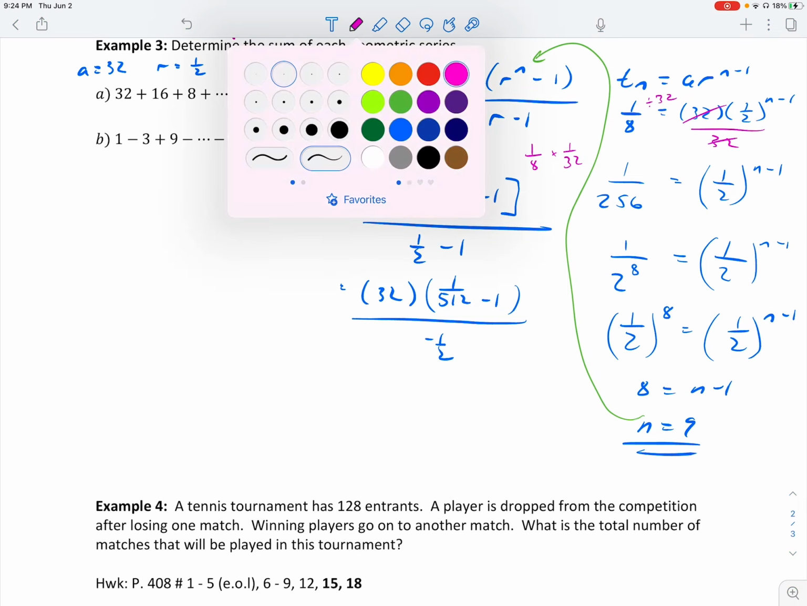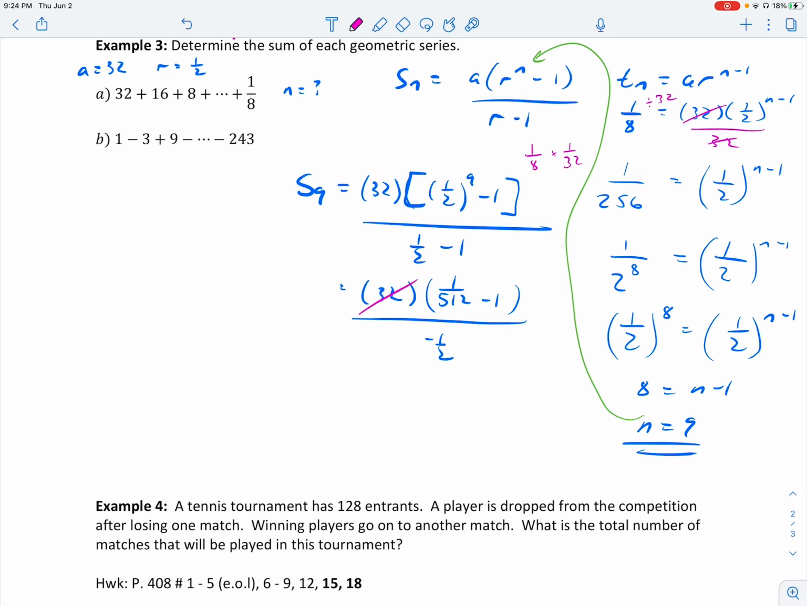Okay. I'd like to clean this up. 32 divided by -1/2. That means multiply by -2. And we're going to get -64. So we have negative 64 times 1 over 512 minus 1. So I've got to get a common denominator. So that 1 we're going to rewrite as 512 over 512. So we have negative 64 times negative 511 over 512.